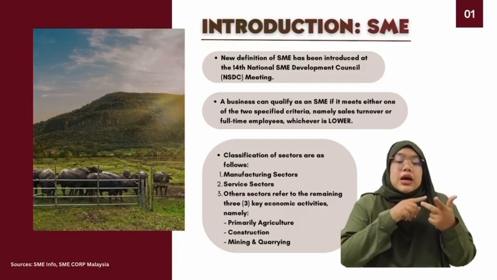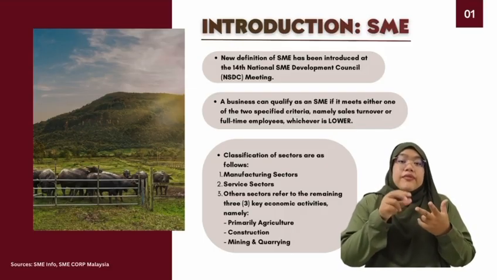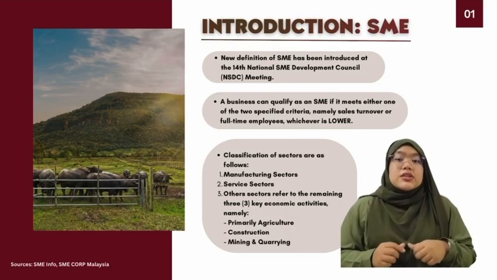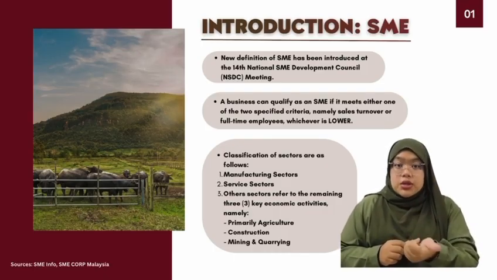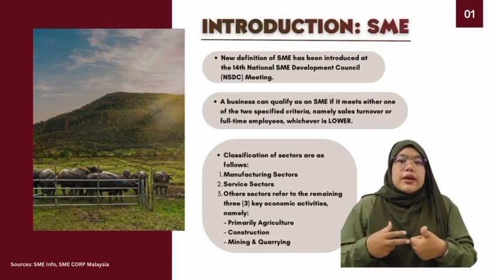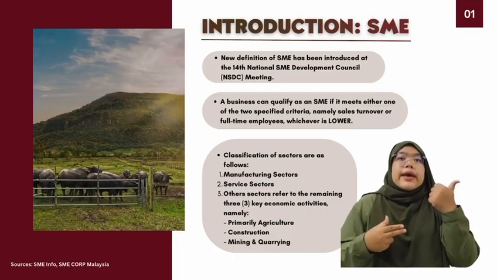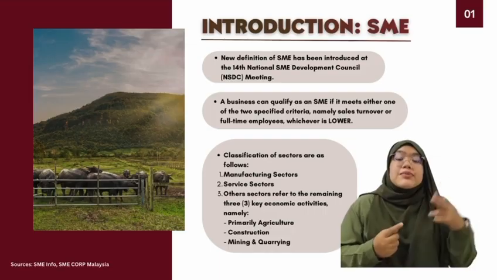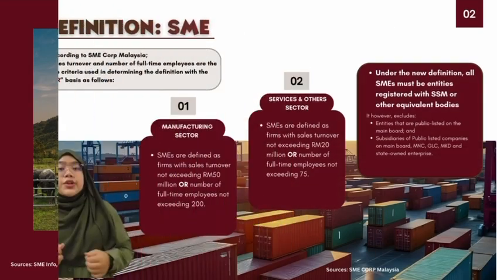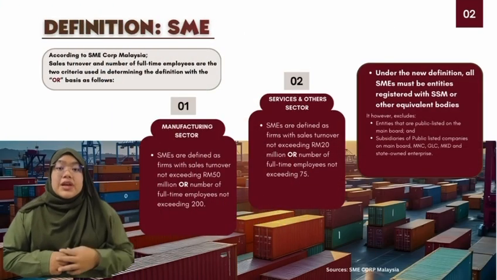The activity that falls under the other sector is divided into three categories, which is primarily agriculture that involves fishing, plantations, and so on. And number two is construction, and number three is mining and quarrying. So now we will look into the definition of SME.